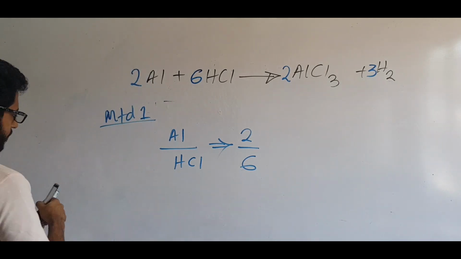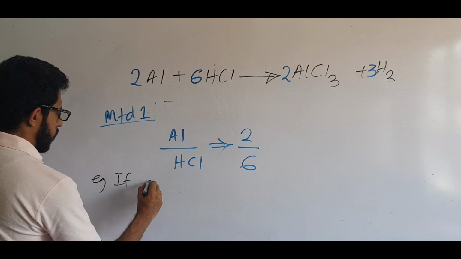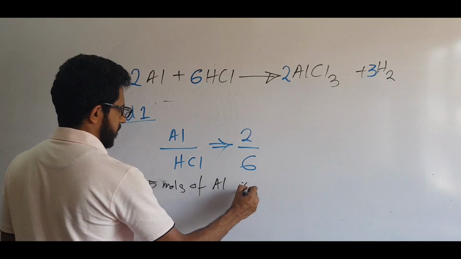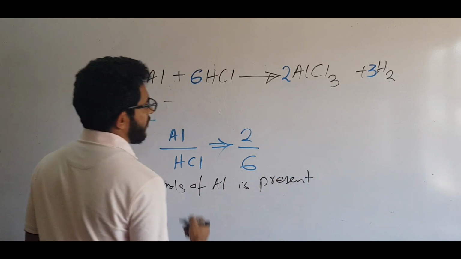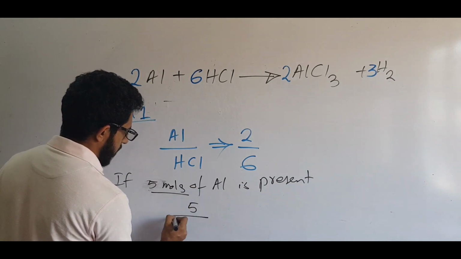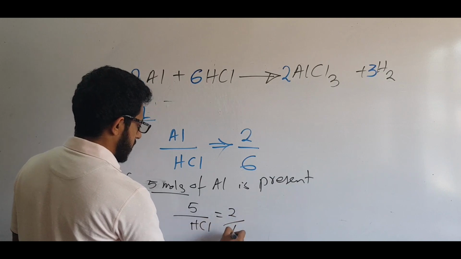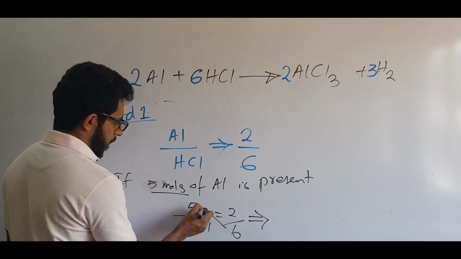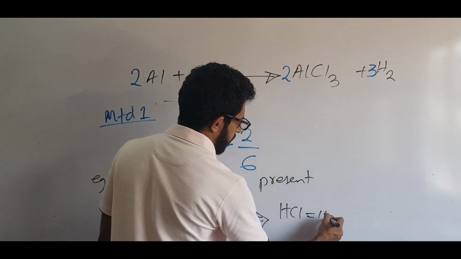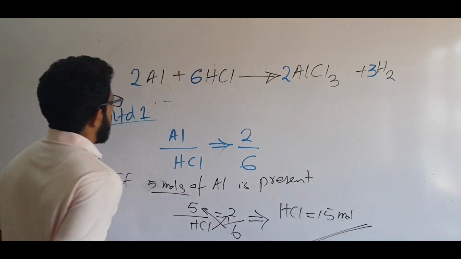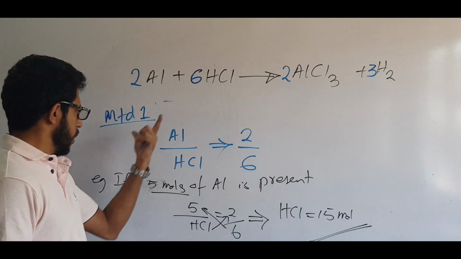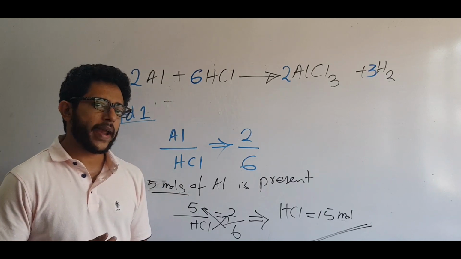Example, let's say if 5 moles of aluminium is present, then what is the amount of HCl? Then you put 5 here, because you know that HCl is 6. So from the cross multiplication, you get HCl is equal to 15 moles. That's the one method you can do. If you know the amount, you can use the ratio method to find the unknown amount.